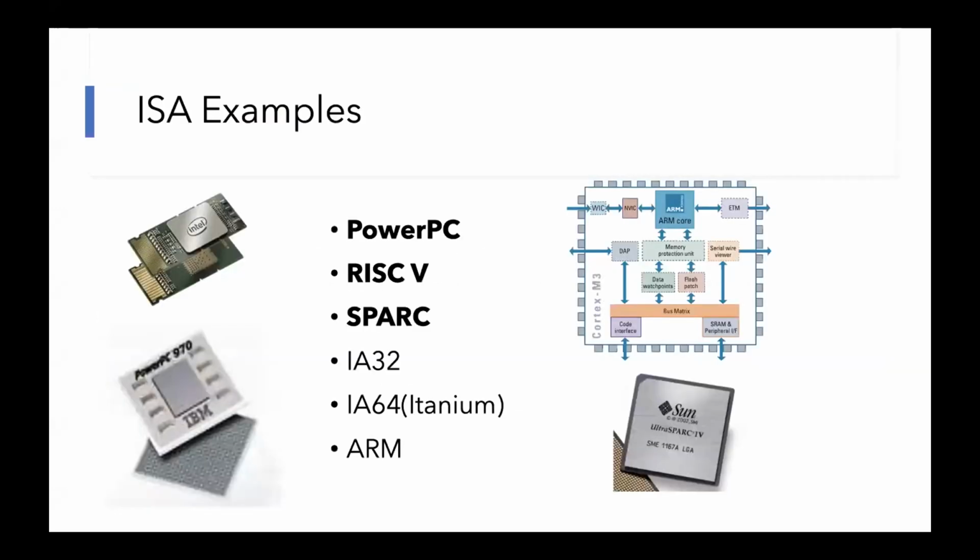So given that, if you jump into some quick ISA examples, Power ISA is one, RISC-V is another one, SPARC, IA-32, IA-64, ARM, some of the classic known ISAs. And ISAs basically define the architecture.